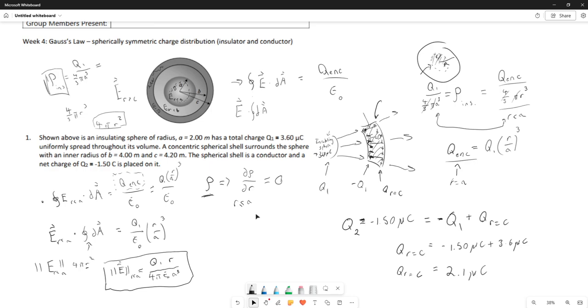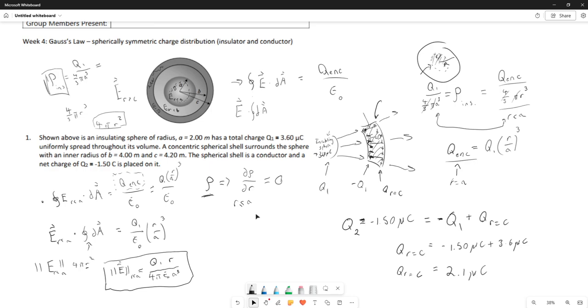And then your Q enclosed is a lot simpler, because at this point, as your radius changes from A to B, you're not adding up any more charge. There's no charge that lives in between the shell and the sphere. And so it's just the total charge enclosed, which is from your insulating sphere, and that's just Q1. So when you do Gauss's law for the electric field in between the two objects, your Q enclosed is just Q1.